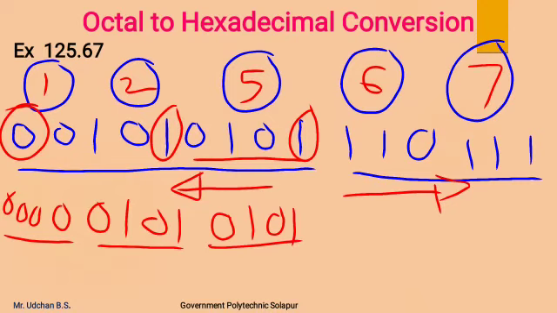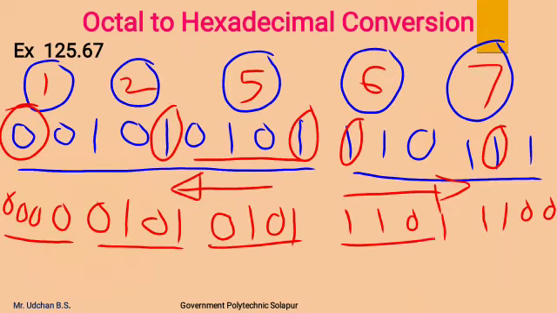Now for 67, which is the fractional part, for that also we have to form groups of 4 bits in the right direction. The first group will start from this one, 1, 1, 0, 1. The second group will start from this one, 1, 1. Now we have to form a group of 4 bits, so I will add 2 zeros at the LSB position. So for 67, the first group of 4 bits will be this one and this will be the second one. Now we have to write the equivalent hexadecimal number.